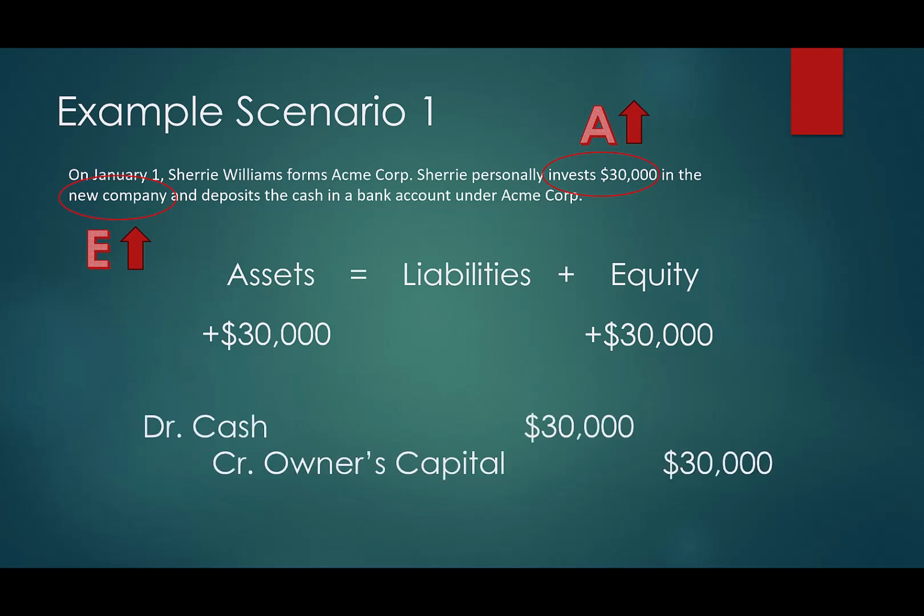Now, on the other side of the equation, we've got an equity account, our owner's capital account. In this case, equity is going up. And again, if you remember from the last slide, in order to increase an owner's capital account, we need to credit that account. So that's why in this journal entry, we're debiting cash for $30,000 and we're crediting our owner's capital account for $30,000. And that is our transaction journalized in its entirety. Let's do one more example together.